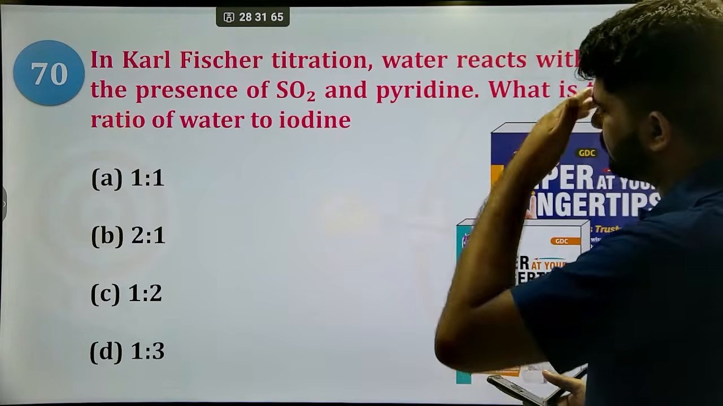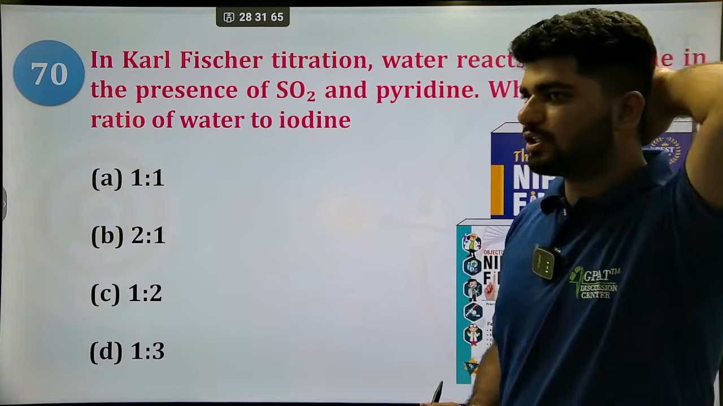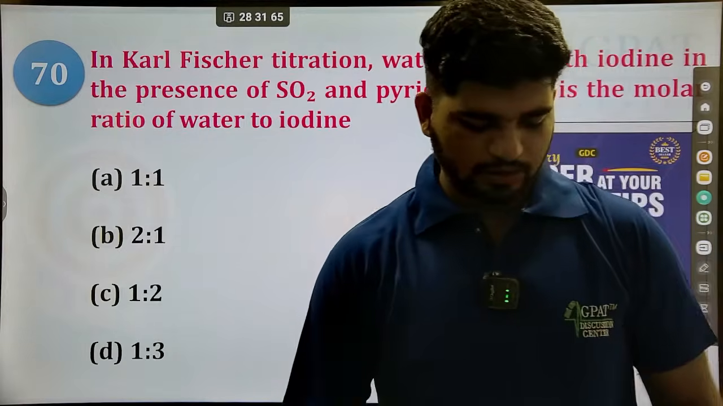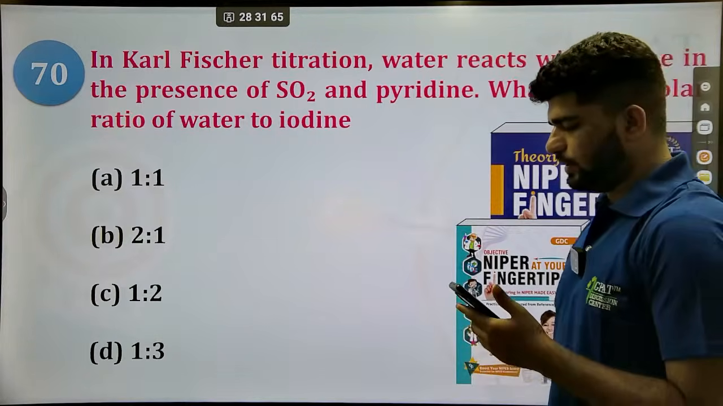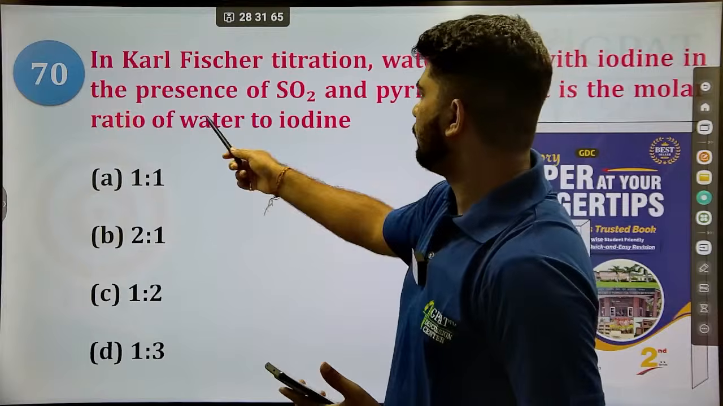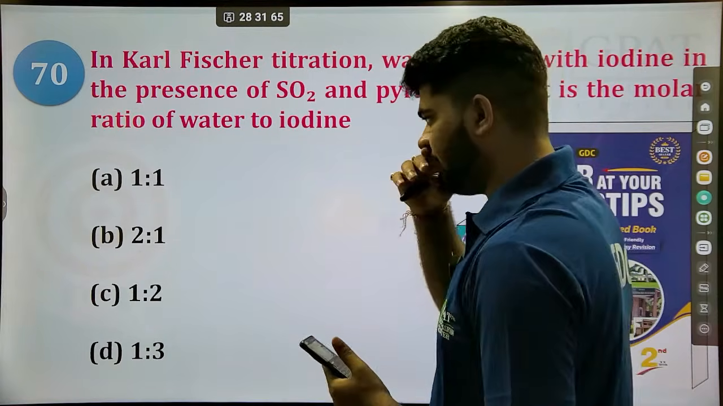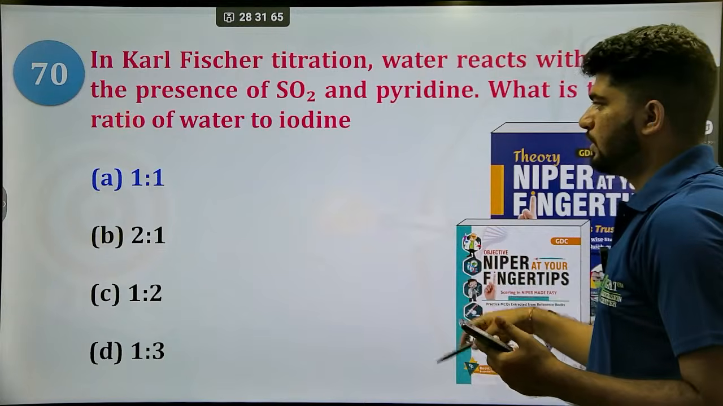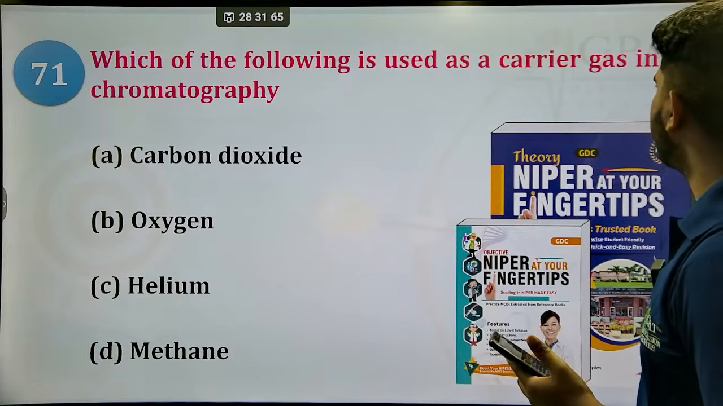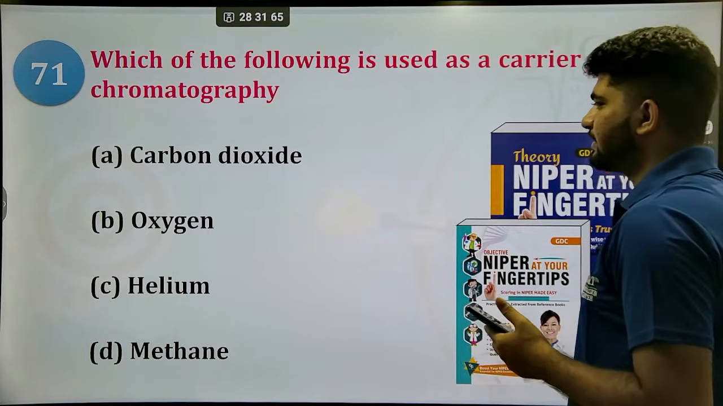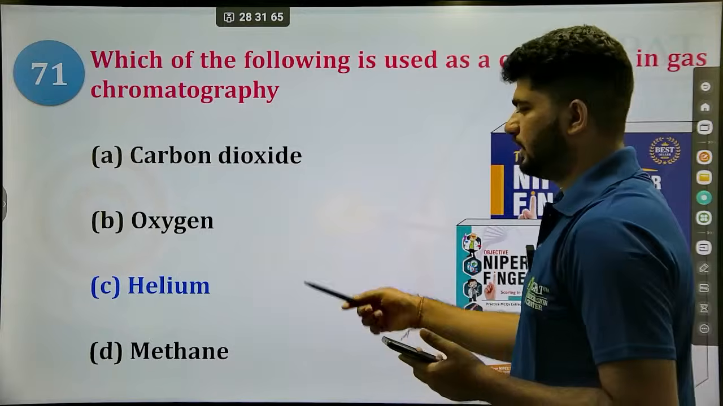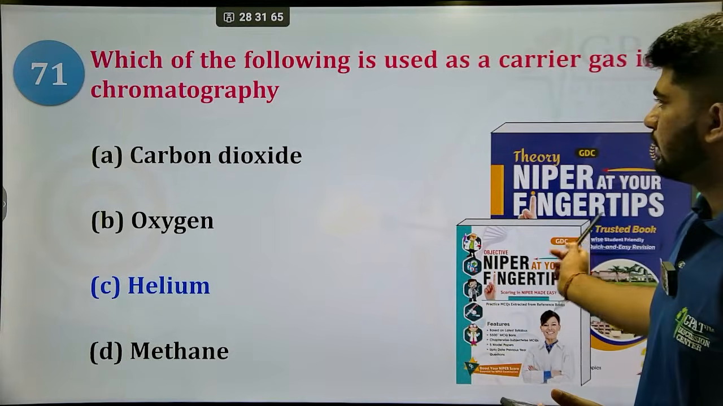In Karl Fischer titration, which is useful for determining the moisture content, what is the molar ratio of water to iodine? That's what I'm asking. Okay, 1:1, 2:1, 1:2, 1:3. That is your 1:1 only over here, right? Okay. Which of the following is used as carrier gas in gas chromatography? That is, I think, your helium over here. Yes, helium is your gas chromatographic carrier gas.